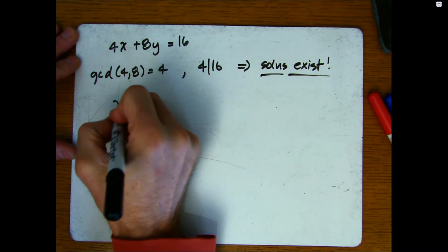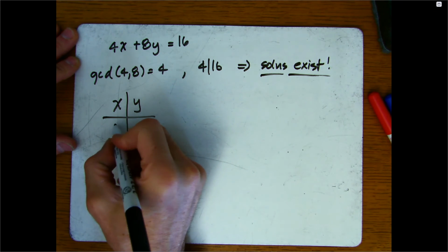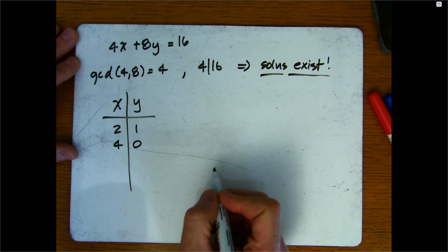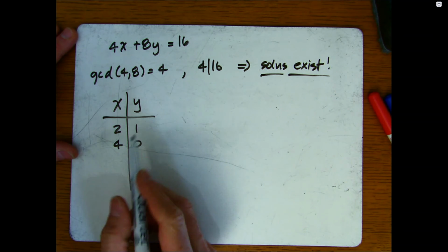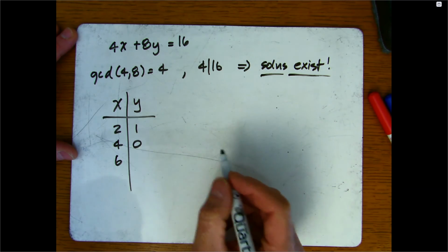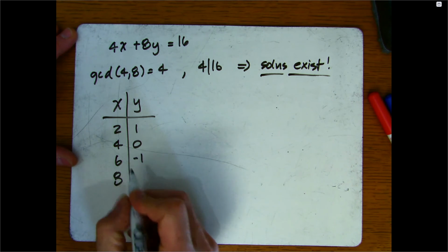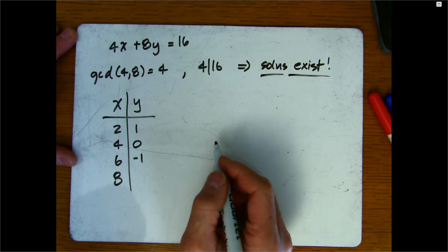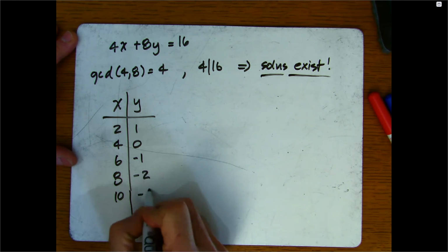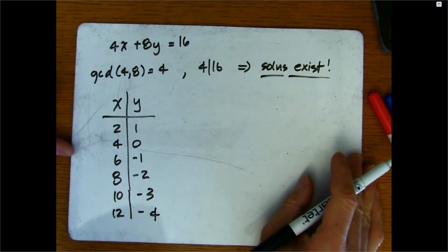We could find a few x, y. We found this one before, 2 comma 1, and we also found this one, 4 comma 0. If I made x 6, then I'd have 24, and I'd have to subtract 8 to get 16, so y is negative 1. If I made this 8, I'd have 32, and I would have to subtract 16, so negative 2. Then 10, negative 3, and 12, negative 4. So there is some sort of partner pairing that goes on here.